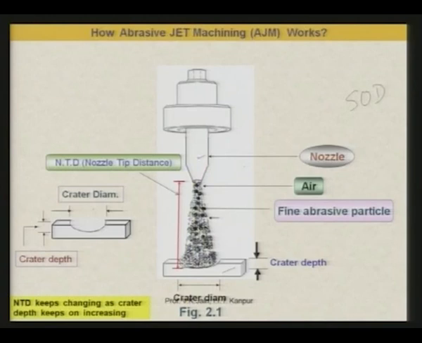the crater. Now, nozzle tip distance keeps changing as crater depth keeps on increasing. As you can see here, if the jet is hitting the top surface of the workpiece, then you will have to measure this nozzle tip distance from the top surface, but in this particular case, as you can see, it has penetrated to a certain depth. So, the nozzle tip distance is measured from that depth up to the bottom face of the nozzle, that is what is known as nozzle tip distance or standoff distance.